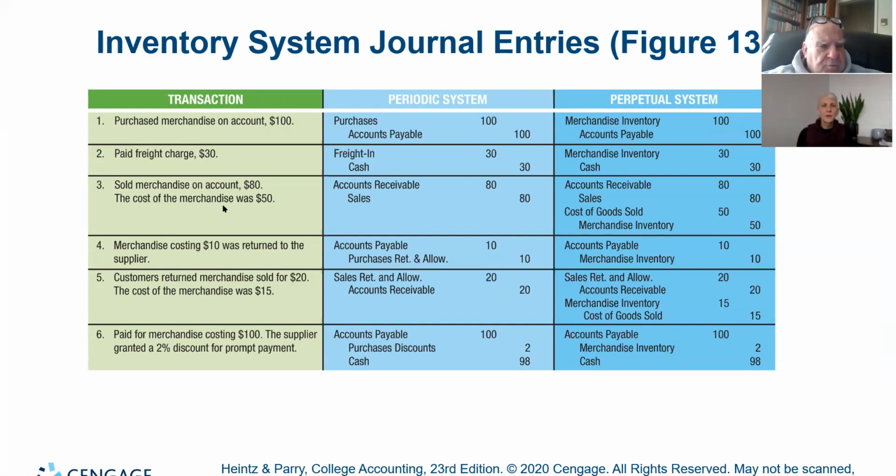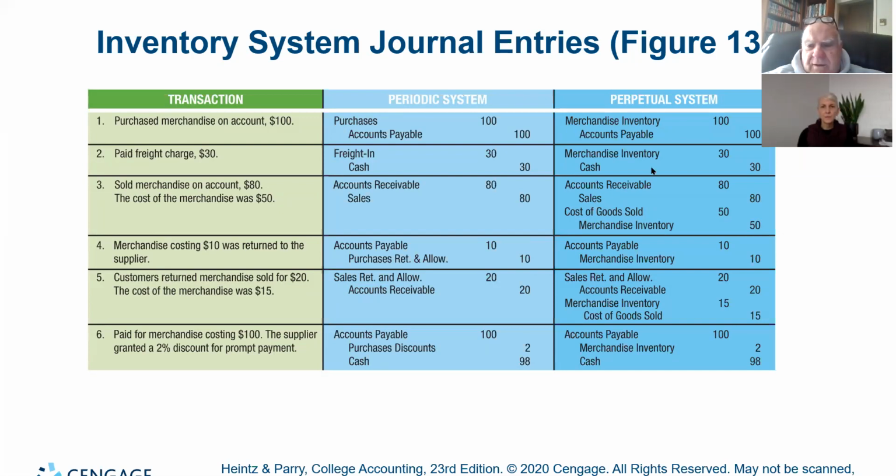Look how a sale is handled. We sold something for $80. We bought it for $50. In other words, that's the cost of goods sold, $50. Under periodic, debit AR, credit sales. Same thing there, right? Note the other journal entry we write. We debit cost of goods sold and we credit merchandise inventory. It's perpetual inventory system. We're going up and down every day as goods come in, goods go out.